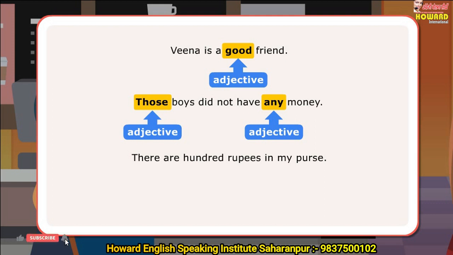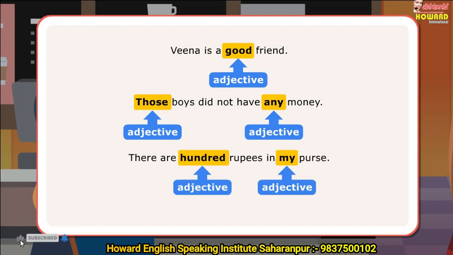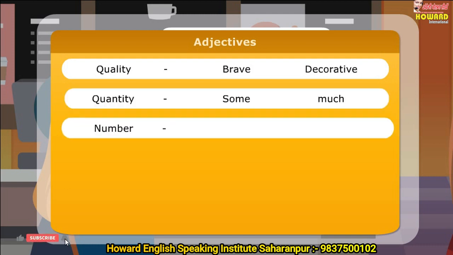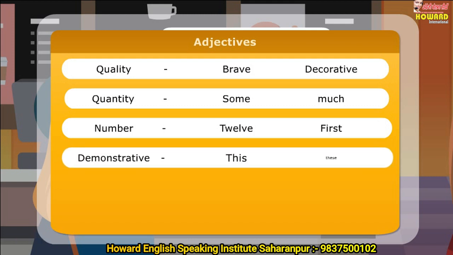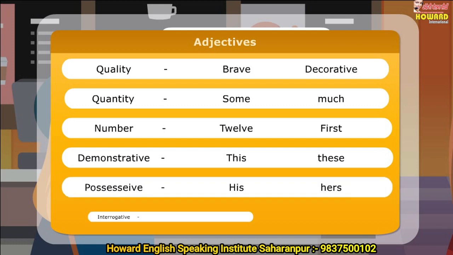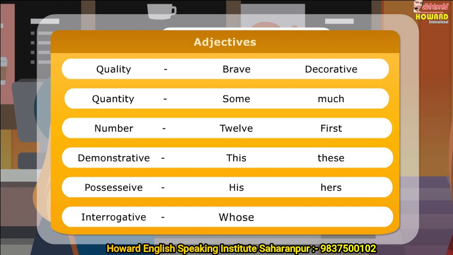In the last sentence, 100 and my are adjectives. 100 tells how many rupees and my adds something to the noun purse by telling whom it belongs to. Here is a list of some adjectives. Quality: brave, decorative. Quantity: some, much. Number: 12, first. Demonstrative: this, these. Possessive: his, hers. Interrogative: whose, which.